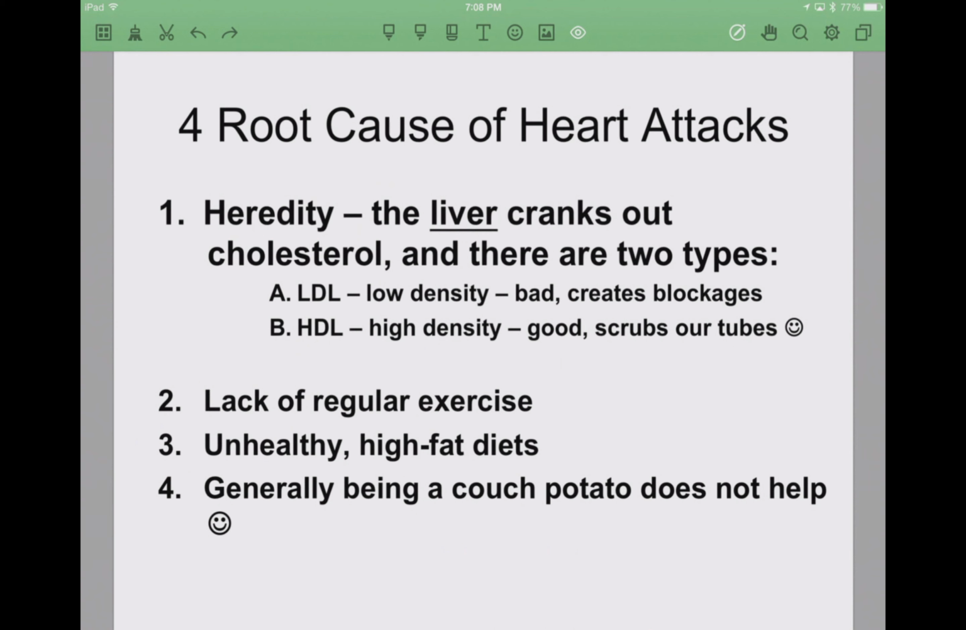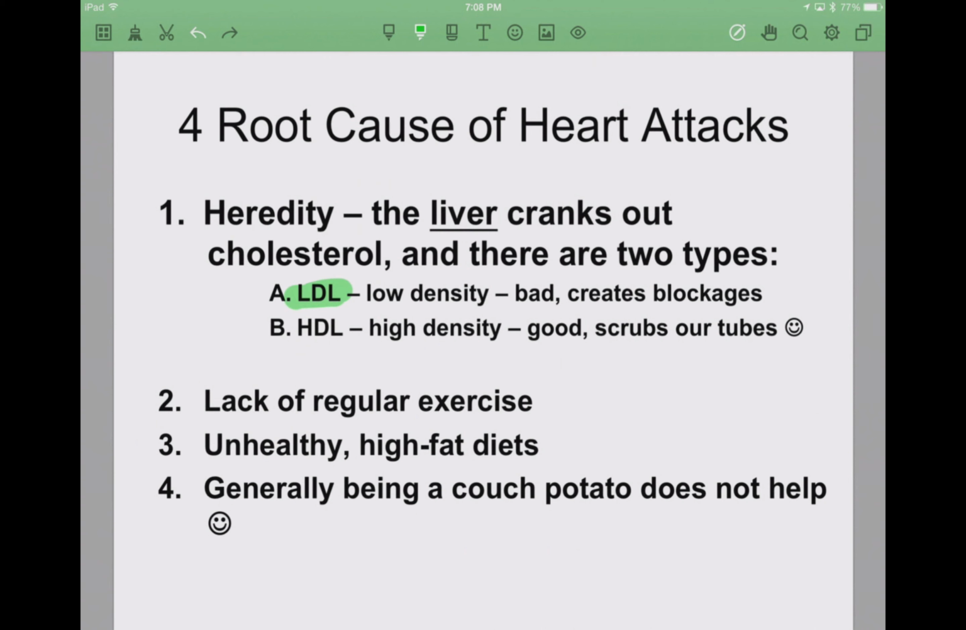There's two forms of cholesterol, largely made in the liver, and the first form of cholesterol is a low density lipoprotein. Fancy, isn't it? Essentially, what that means is it's sort of like soft, goopy cholesterol.